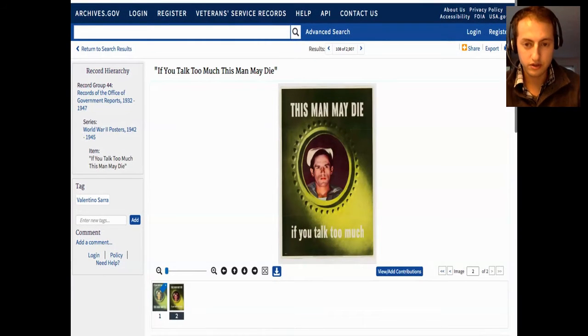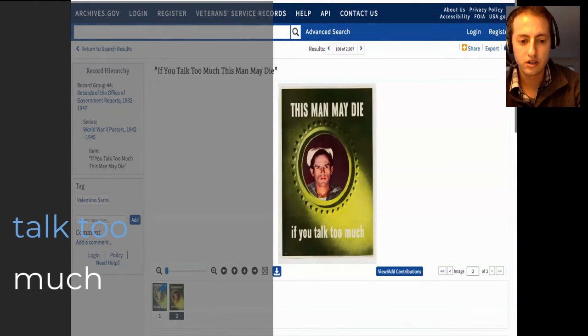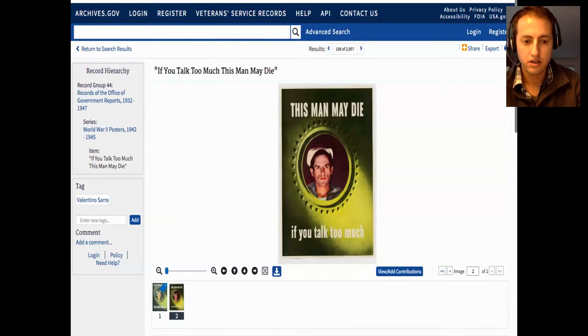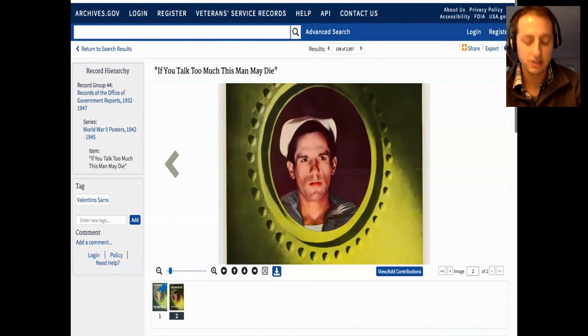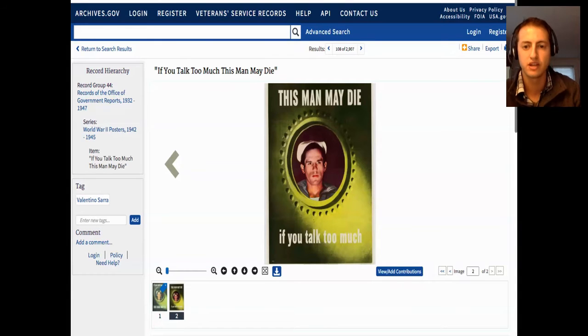In this second poster, it says, this man may die if you talk too much. Here, we see a man's face, and he's looking out of what looks like a porthole. So again, he's on a ship. So the first one says, loose lips might sink ships. And this one says, more straightforwardly, this man may die if you talk too much. So I'm inferring here that these posters were directed towards the American public saying, make sure not to tell our secrets, because if you do, the enemy will find out where these ships are and torpedo them.